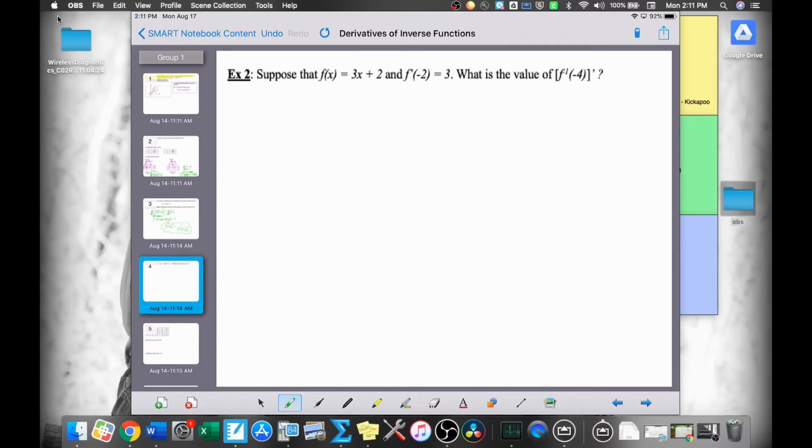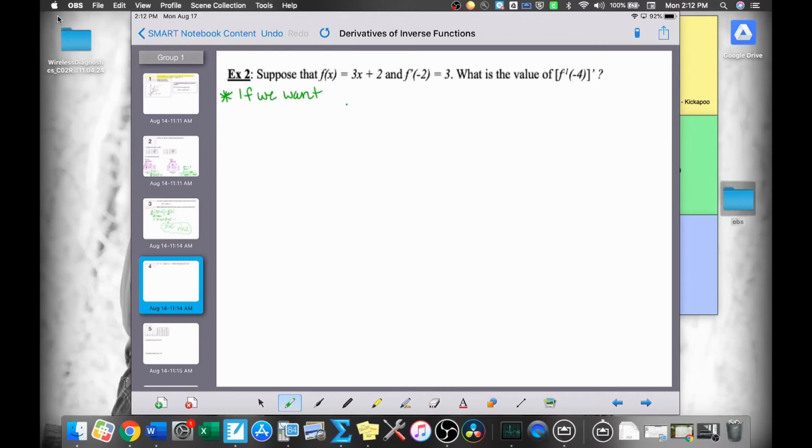In example 2, it says, suppose that f of x is equal to 3x plus 2, and f prime of negative 2 equals 3. What is the value of f inverse of negative 4 prime, which is the derivative of f inverse at x equals negative 4? So the first thing is, if we want the derivative of f inverse at negative 4, then we need to know where f of x is equal to negative 4. So let's write that down.